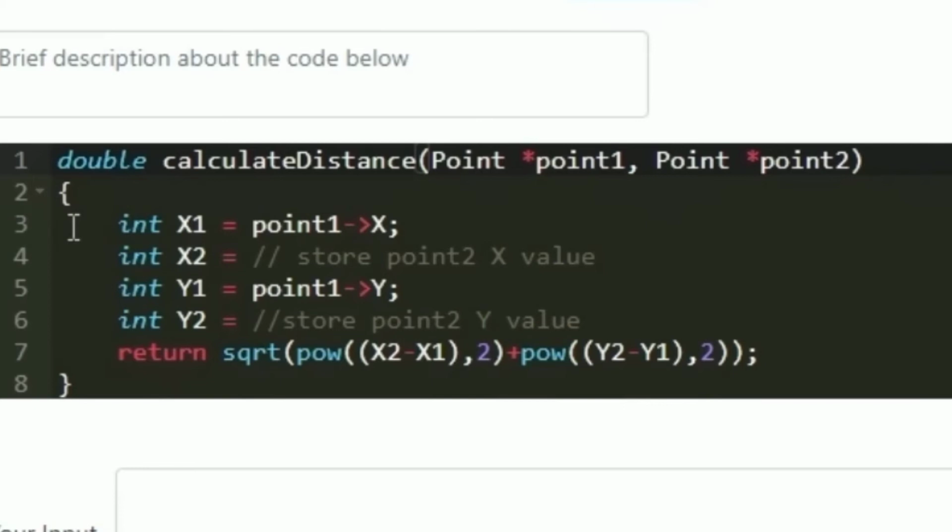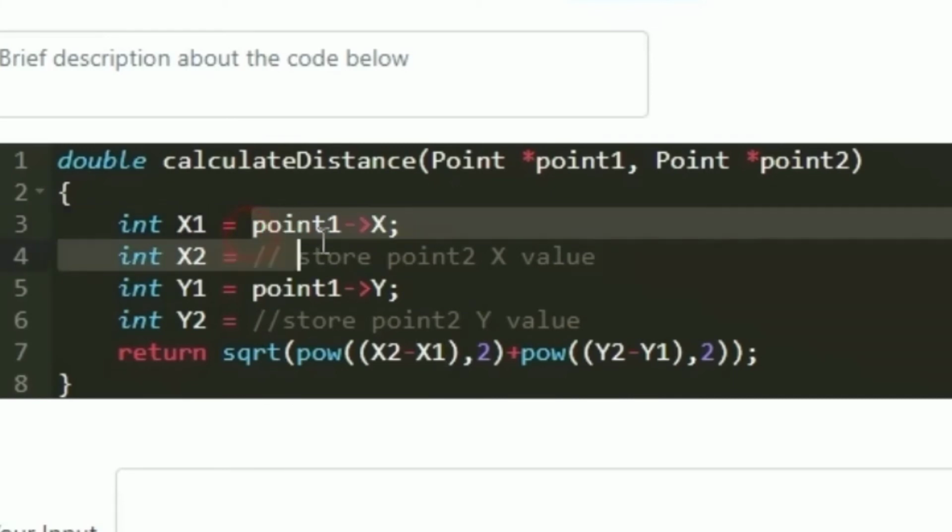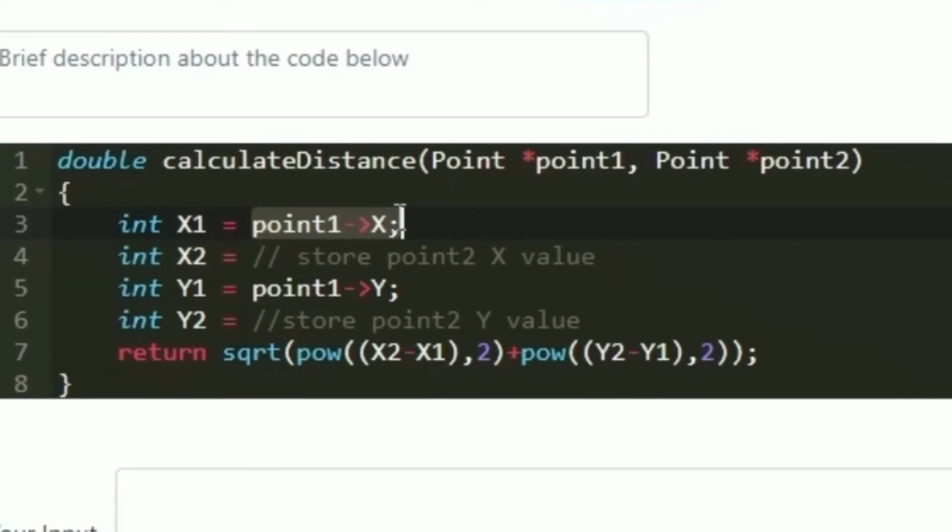In the first variable x1, I am storing the x value of point 1. Using the arrow operator I am accessing it: point 1 arrow x, and I am storing it into x1. Similarly, we have to store the x value of point 2 in the integer variable x2, so in the next line we have to write the code for that. Then in the third line we have to access the y value of point 1. In the integer y1 I am storing point 1 arrow y, and similarly we have to access the y value of point 2 and store it in y2.